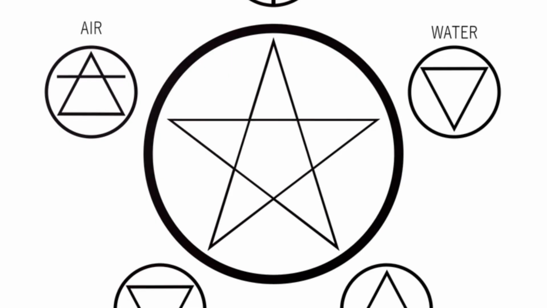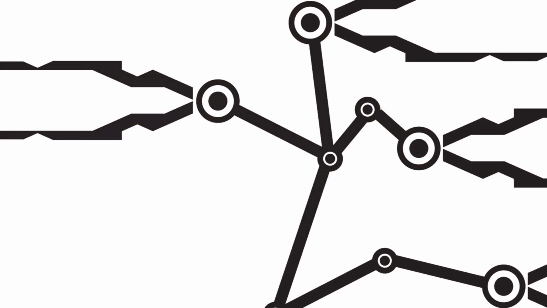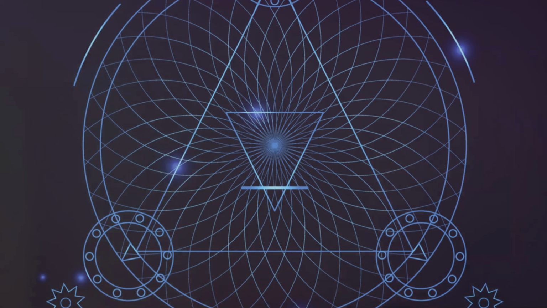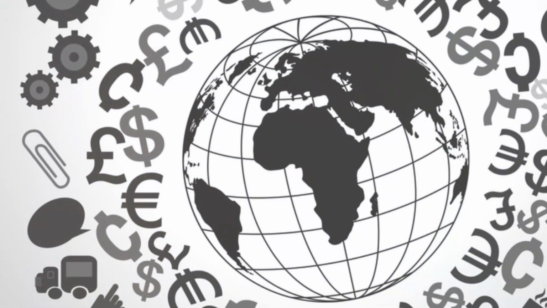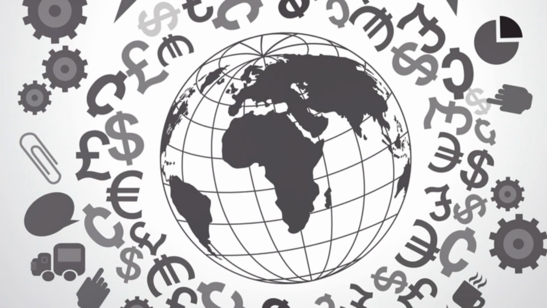The pentagram's five points are often associated with the five elements: earth, air, fire, water, and spirit. These elements were seen as the building blocks of the universe. They represented the fundamental forces that shaped our world and our experiences within it.